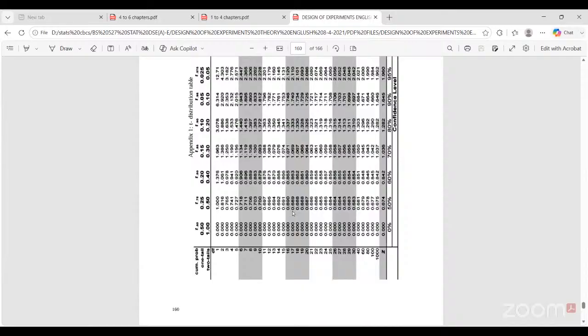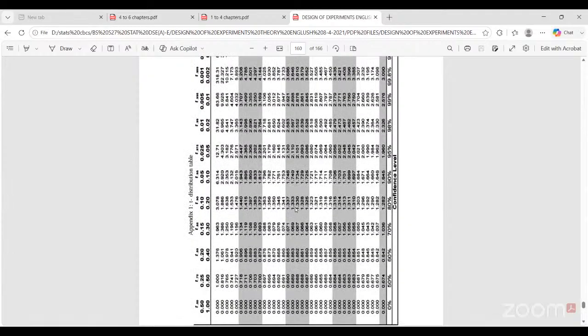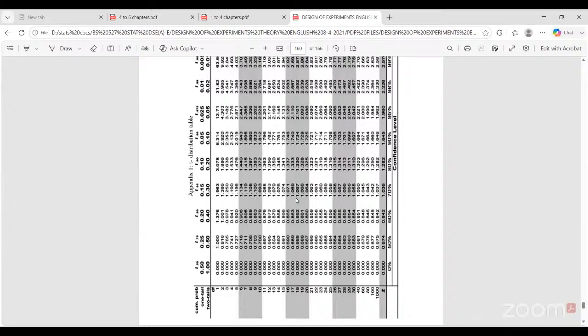Suppose we will complete the entire problem. 5% level of significance in one-tailed is 0.05. Suppose 5% level of significance means we are taking 0.05. The values come 1, 2, 3, 4, 5, 6, 7, 8, 9 up to 30, 40, 60, 80, 100, they have given. At 5% level of significance, at 0.25 level, I'm zooming this one.